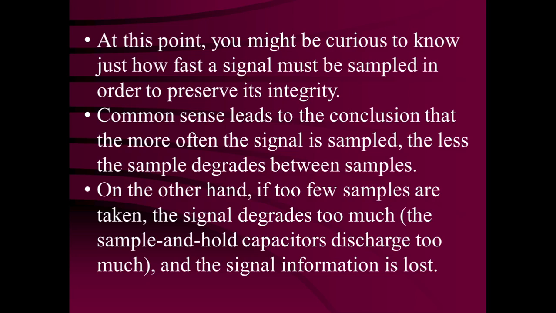On the other hand, if too few samples are taken, the signal degrades too much. The sample and hold capacitor discharges too much, and signal information is lost. So if the information is not coming often enough, the capacitor discharges through the input impedance of the second op amp, and the signal information is going to be lost.